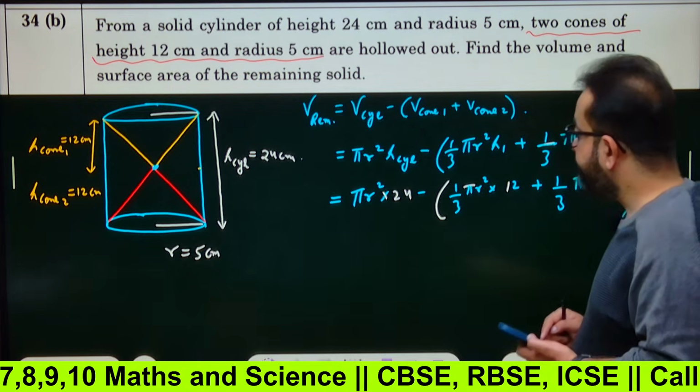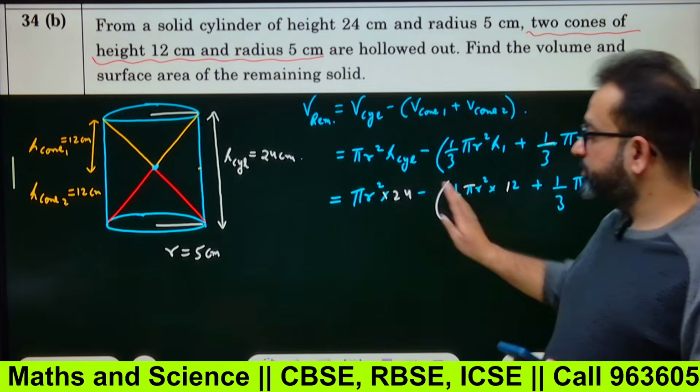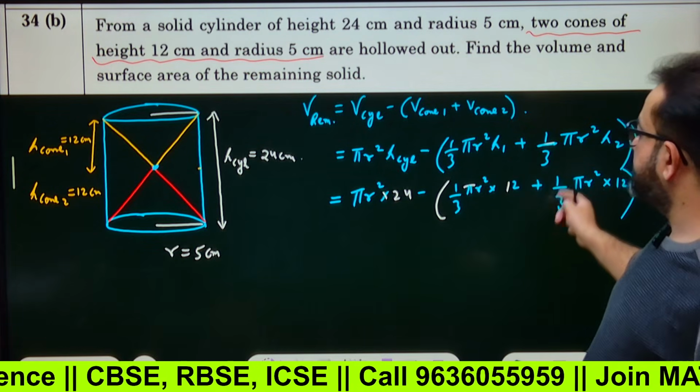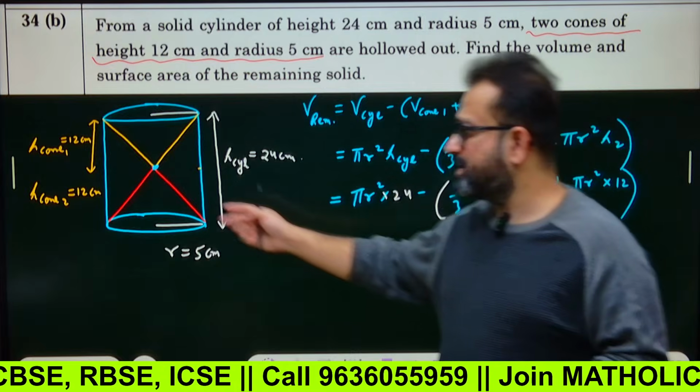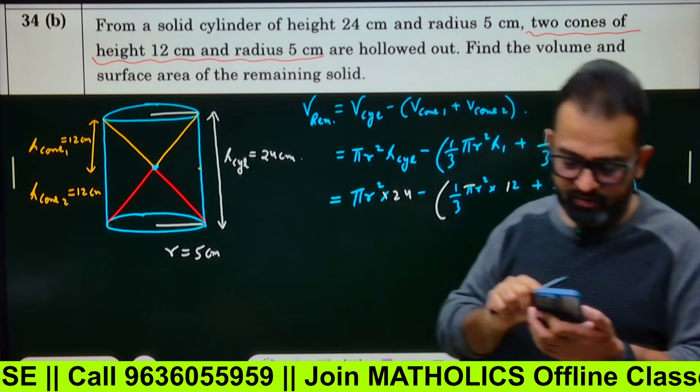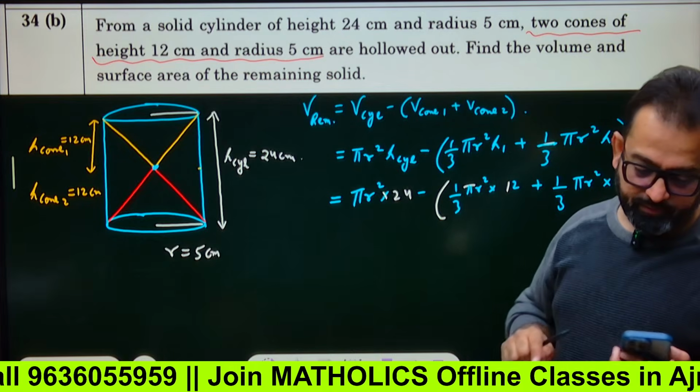Tell me. It is pi r square into 24. Okay, pi r square h. And it is 1 by 3 pi r square h, 1 by 3 pi r square h. Radius is same, height is also same. We have actually thought something different in this question. Okay. Got the point?